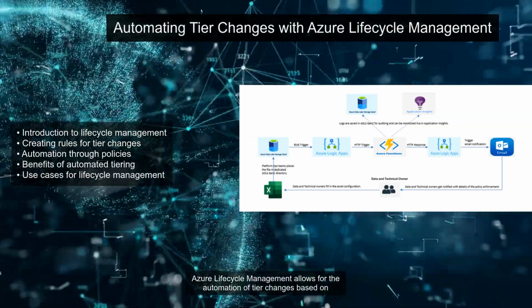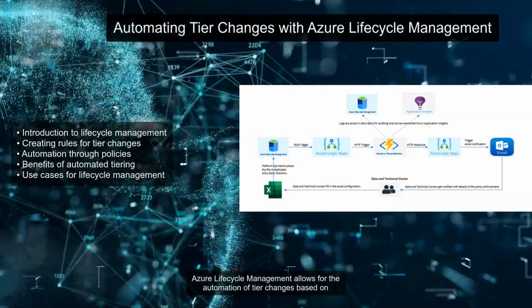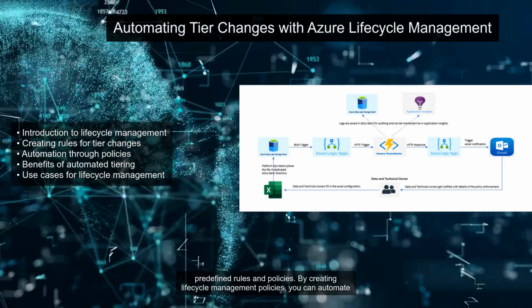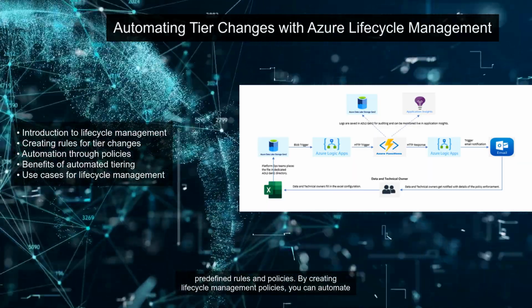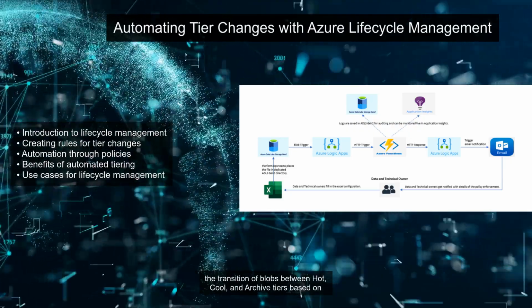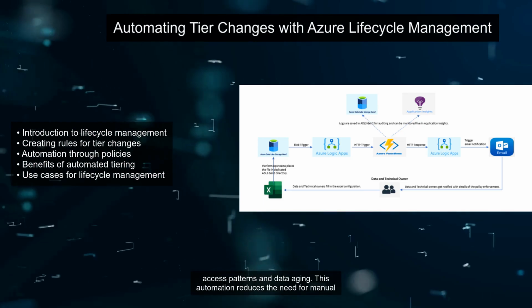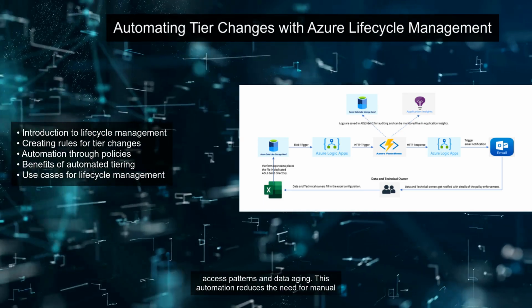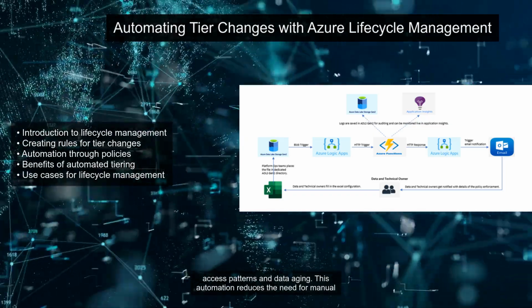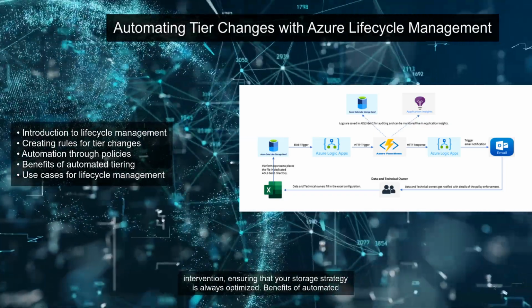Azure Lifecycle Management allows for the automation of tier changes based on predefined rules and policies. By creating lifecycle management policies, you can automate the transition of blobs between hot, cool, and archive tiers based on access patterns and data aging. This automation reduces the need for manual intervention, ensuring that your storage strategy is always optimized.